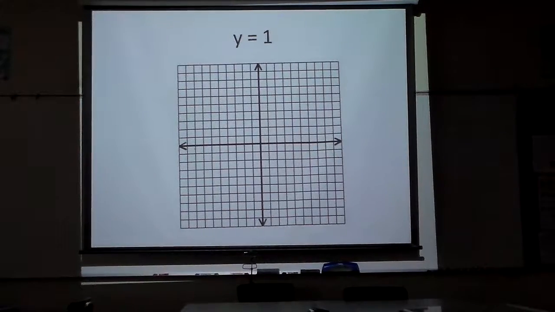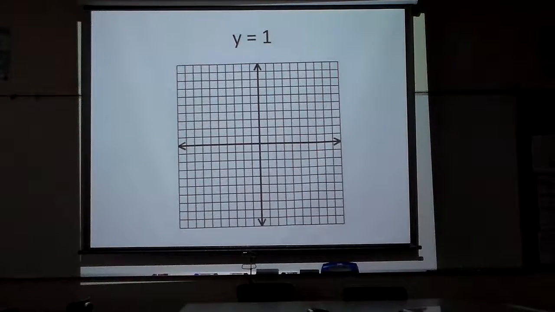Alright, we're going to show how to graph something like y equals 1 when there's no x anything. Well, first off, think of it this way. If y equals 1, it's the same as y equals 0x plus 1, which means our m is 0, or 0 over 1, and our b, or y-intercept, is 1.